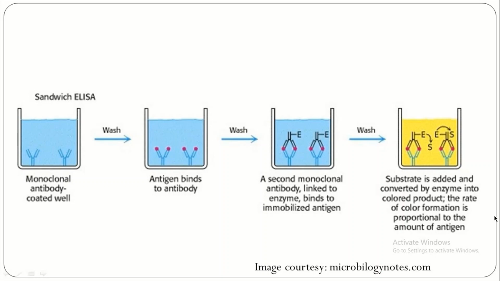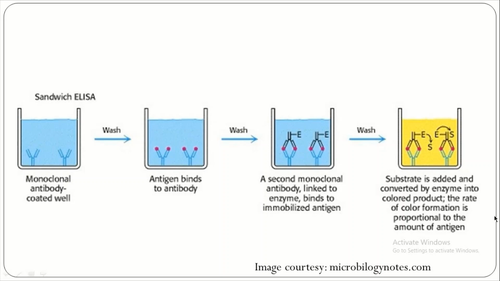After that you again wash, and then you add the secondary antibody, which is conjugated with the enzyme. Then you again wash. Washing enables unbound secondary antibody to be washed away. On the next step you add the substrate. Now the enzyme which is conjugated with the antibody will react with the substrate and produce a colored product. This will be measured using a spectrophotometer.